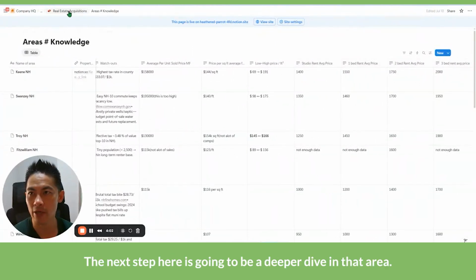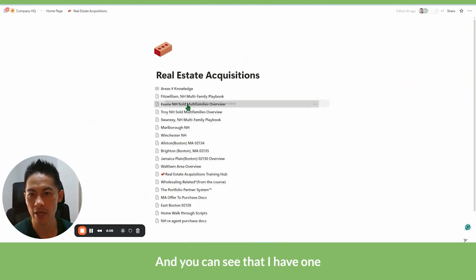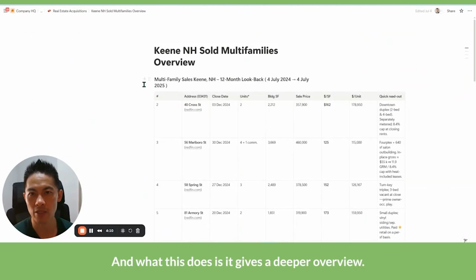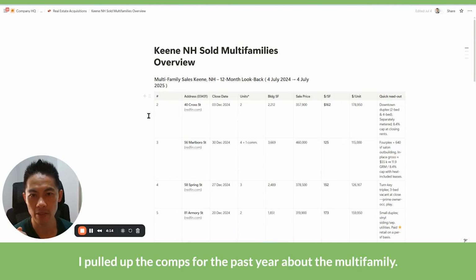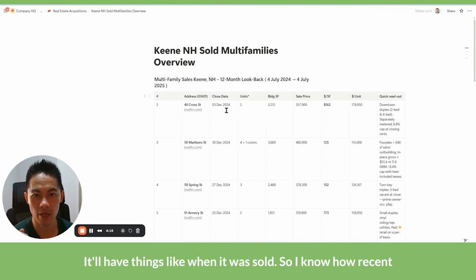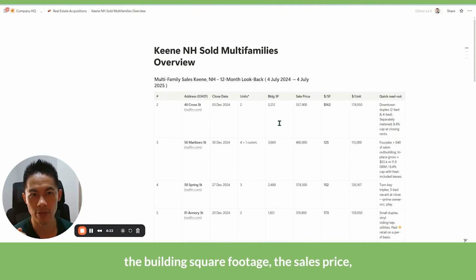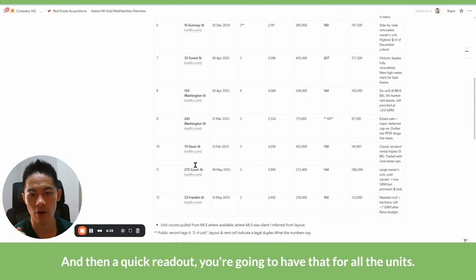The next step here is going to be a deeper dive in that area. And you can see that I have one for every area that I'm looking to buy currently. And what this does is it gives a deeper overview. So here I pulled up the comps for the past year of all the multifamilies. It'll have things like when it was sold, so I know how recent, the units, the building square footage, the sales price, the price per square foot, and the price per unit, and then a quick readout. You're going to have that for all the units.